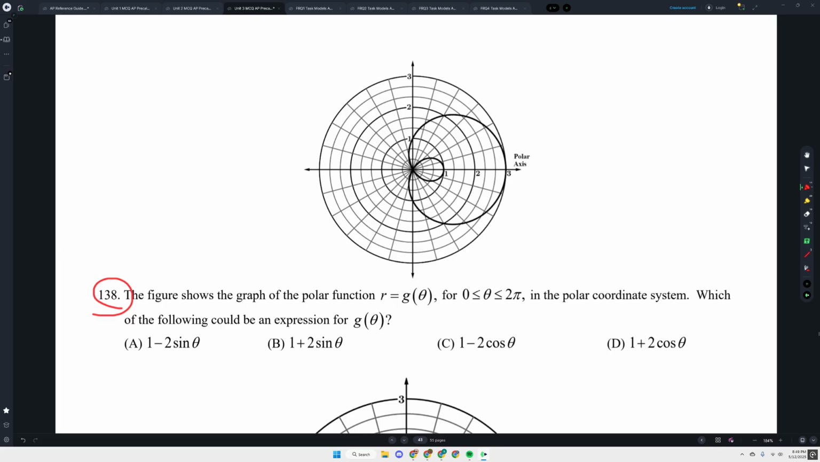The polar questions go until 158, but we're not doing every single polar question. Maybe cardioid, Limacons, that loop. You don't have to be able to identify them, you just have to know what they are. All of the docs and everything I'm using today are in the pins.